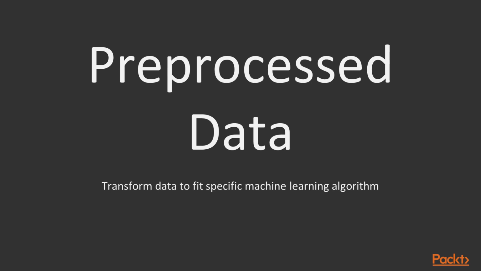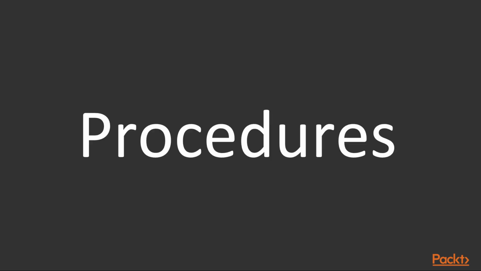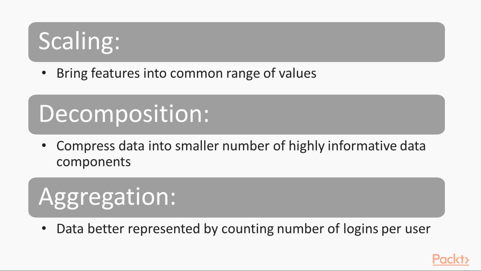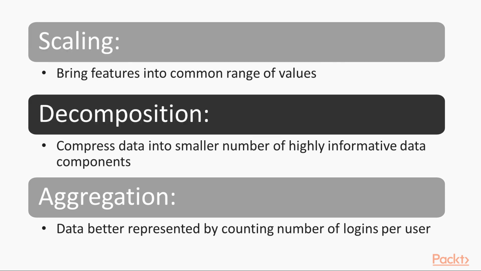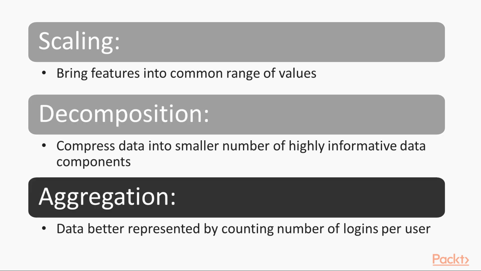to fit our specific machine learning algorithm. This step usually involves one or more of 3 possible procedures. Here, the first procedure is scaling. This process brings all features into a common range of values. Decomposition is the next procedure. Feature decomposition is the process of compressing data into a smaller number of highly informative data components. Last is aggregation. Sometimes it is possible to group multiple features into a single, more meaningful one. Depending on the task, this data might be better represented by simply counting the number of logins per user.